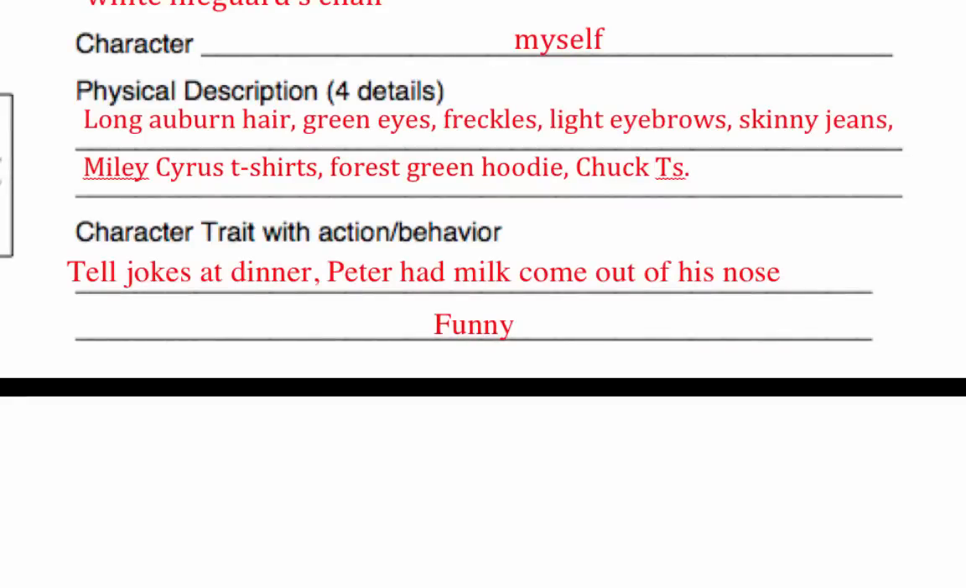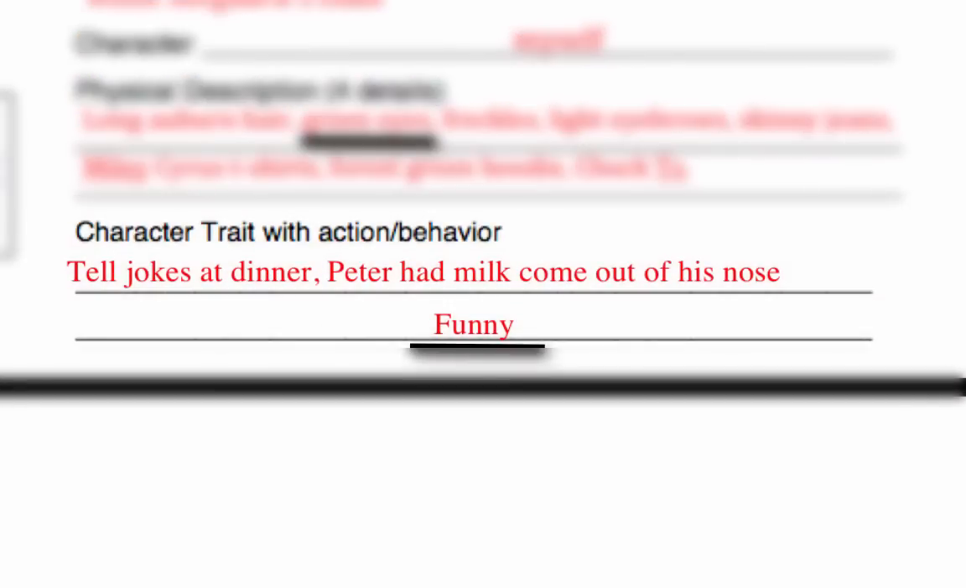Character traits are descriptions that need to be proven. I don't have to prove her eyes are green, but how do I know she's funny? You have to prove it by explaining or giving an example. I am very funny. I like to tell jokes at the dinner table to my family. Once, my brother laughed so hard, milk came out of his nose. He almost died laughing.